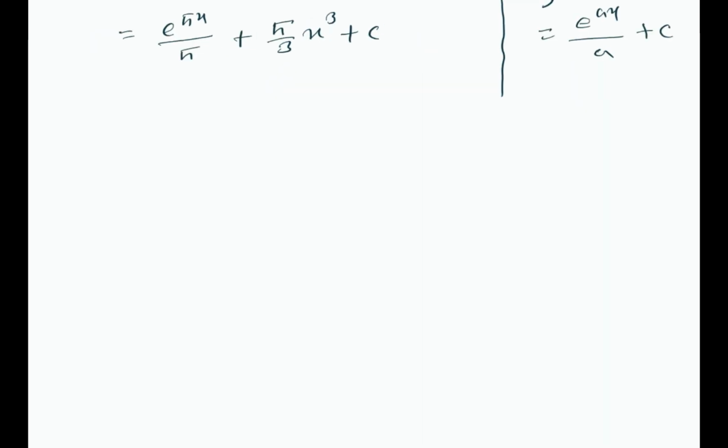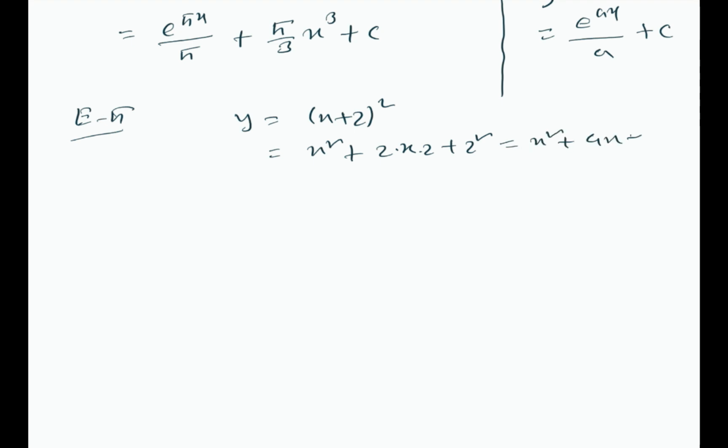Why are we not integrating an algebraic formula? Let's do one example on this. So example 5, a function y is equal to one algebraic formula or identity, x plus 2 whole to the power 2. Okay, so we can expand this: x square plus 2 times x times 2 plus 2 square, which is x square plus 4x plus 4.